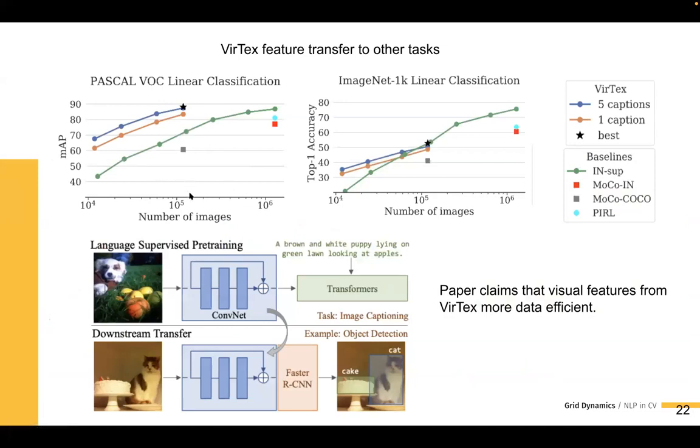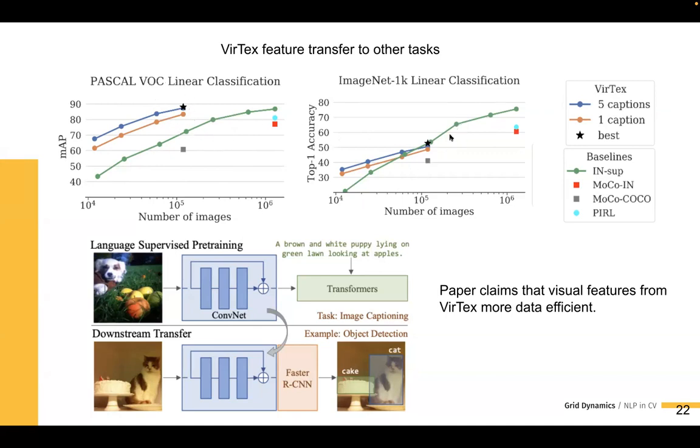It makes classification learning data efficient. You can see here, let's look at the blue line. It is like Vertex 5 captions, when we have 5 captions per image, and the green line is our ImageNet supervised trained model. And you can see that with much less data, a smaller number of images, we can get better metrics.